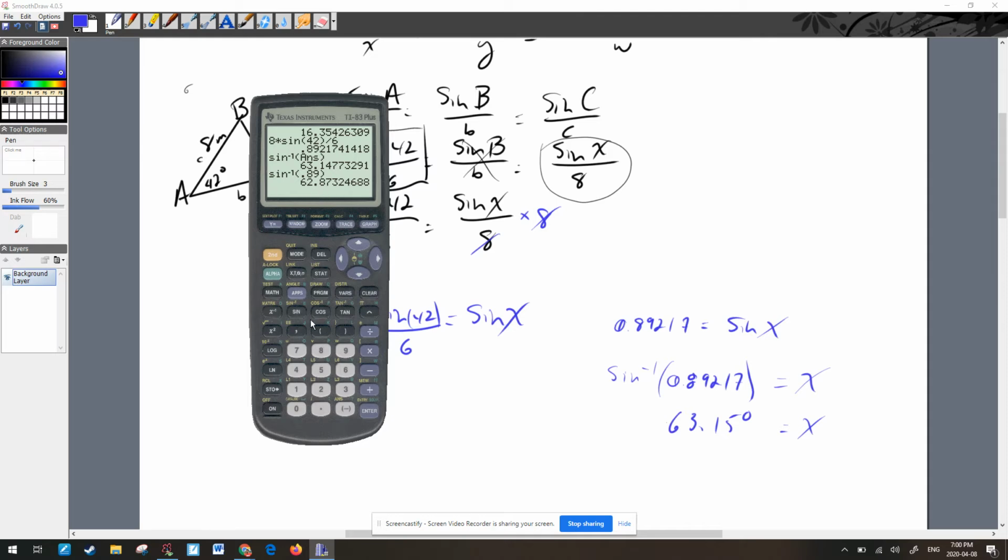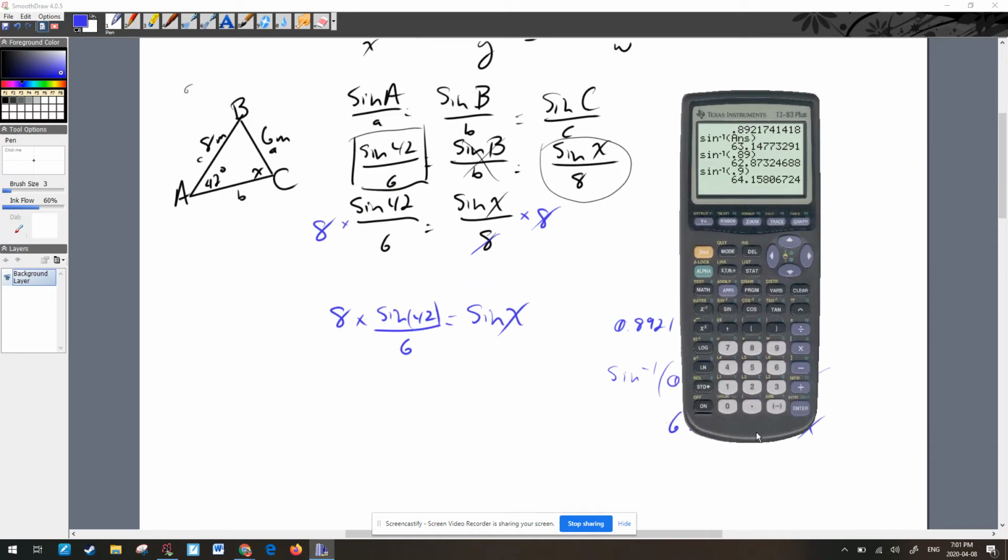And some of you are like even more cavalier. They're like, 0.89, that's practically 0.9. So if we did second function sine inverse of just 0.9. And it's off by a lot, right? It's off by more than a full degree. So with trig, more than nearly any other unit, keeping track of decimal places is really important. Okay, so we really want the answer to be 63.15 degrees.